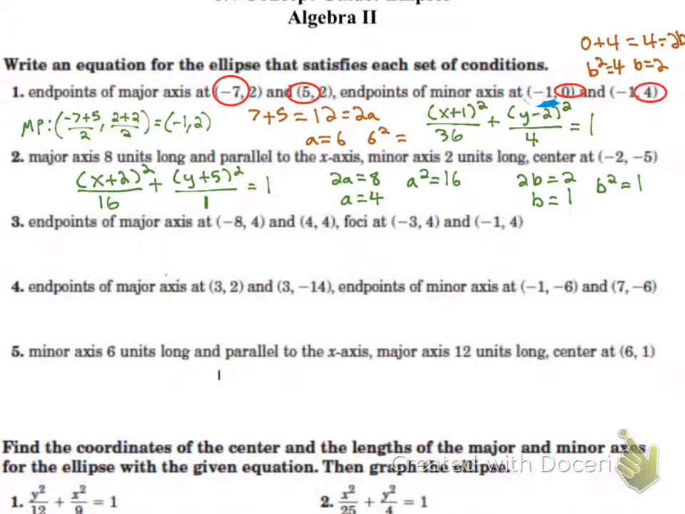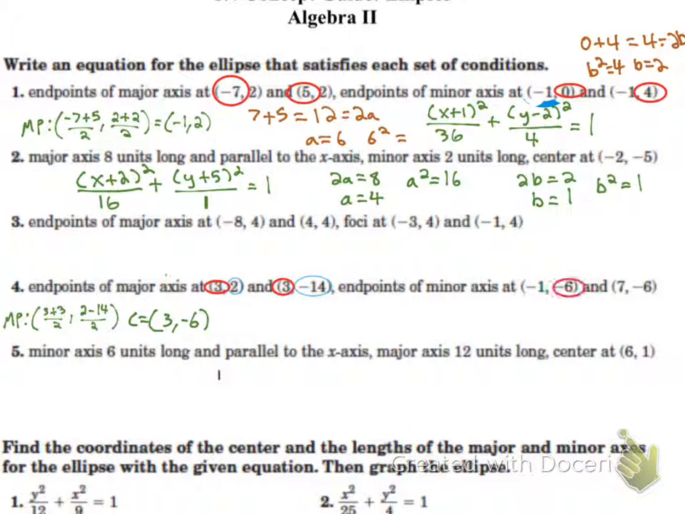Don't worry about problem number 3. Let's look at problem number 4. Again, my little shortcut: I can do my midpoint formula to get my center, or you can just look at it. The x's aren't changing, so it's 3, and the y's aren't changing, so it's -6. Again, that's what I do. You don't have to do that.